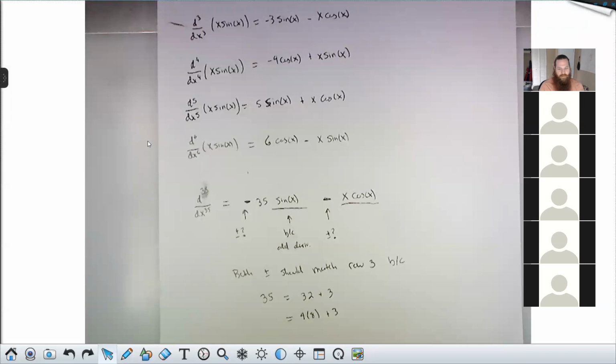Are we able to follow this logic? This one's definitely harder than the first, but it's the same sort of thing.